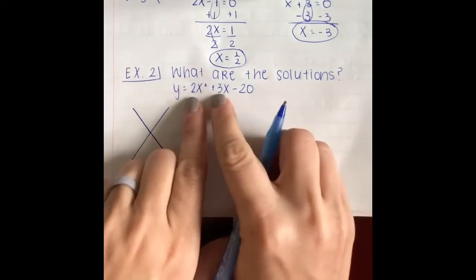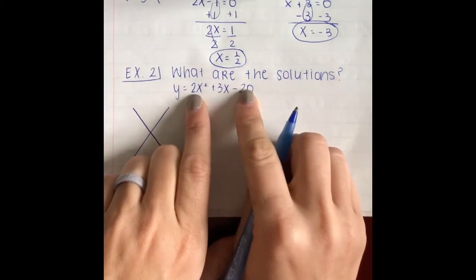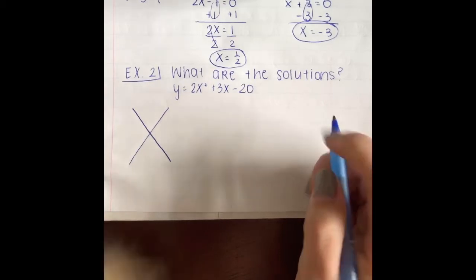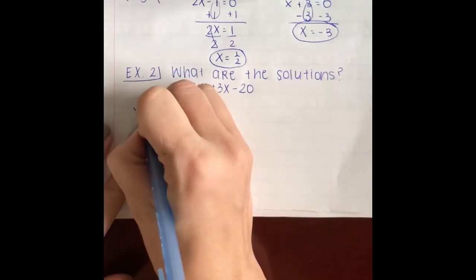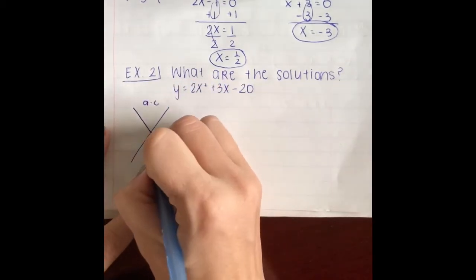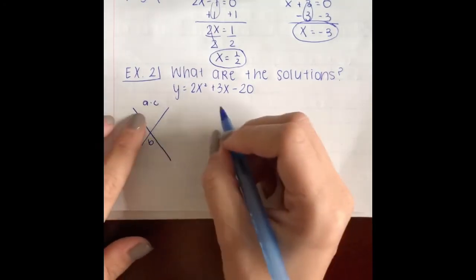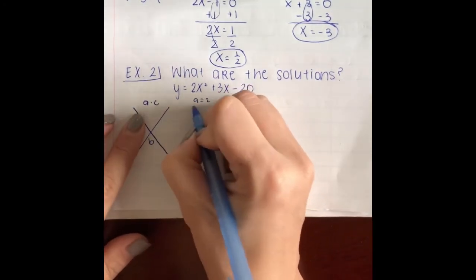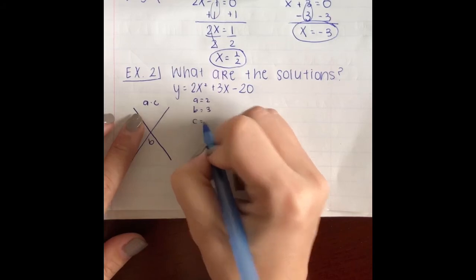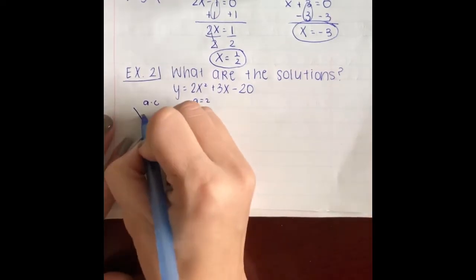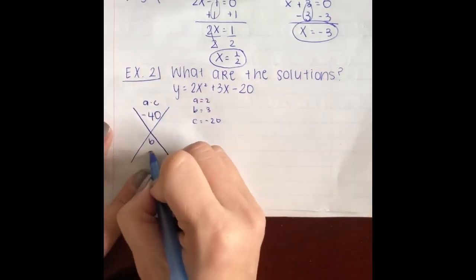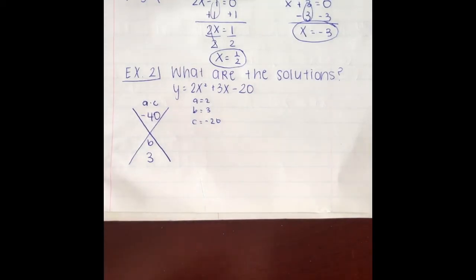So first I would look for a GCF for 2, 3, and -20. The only thing they're all divisible by is 1. Okay, so we'll go ahead and do our A times C and our B. So A is 2, B is 3, and C is -20. So we're going to have -40 and +3, okay?